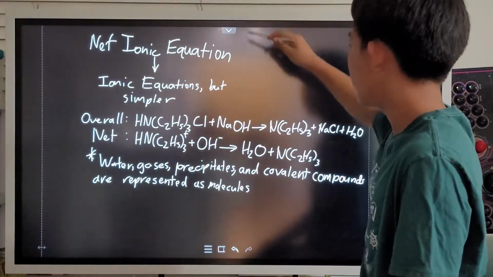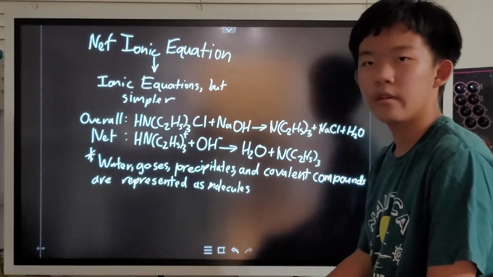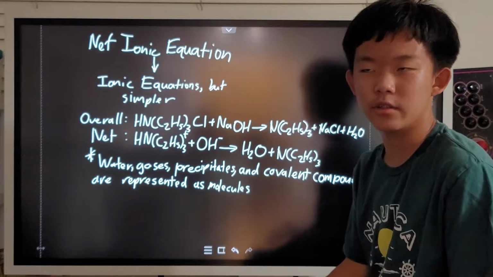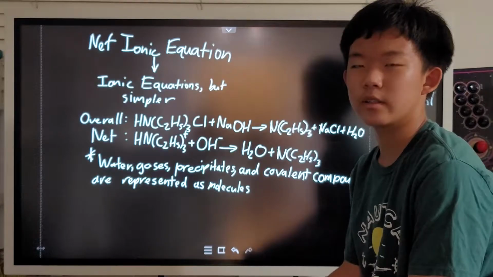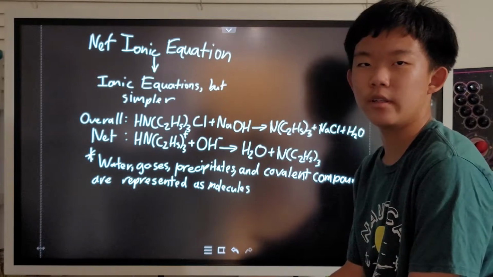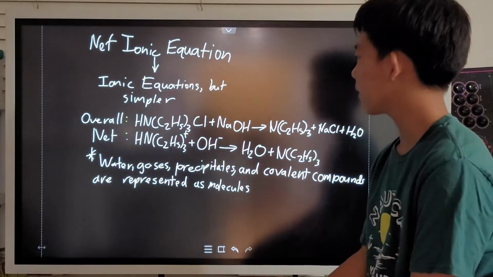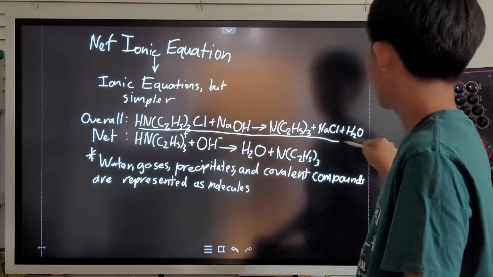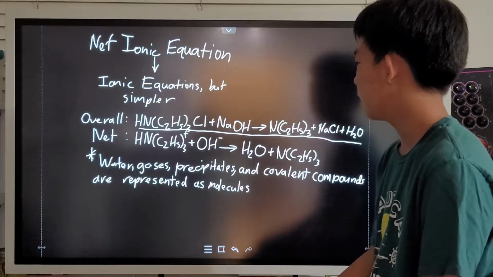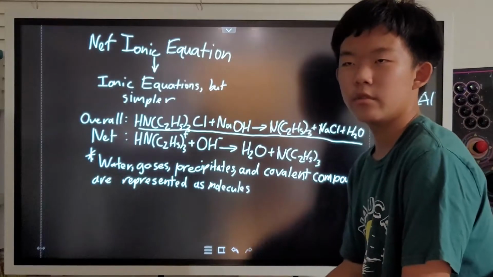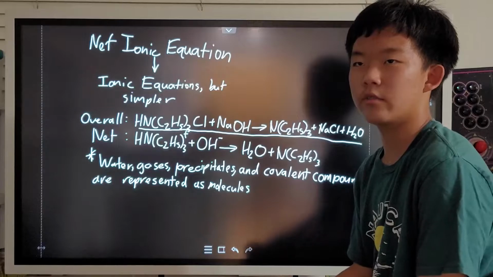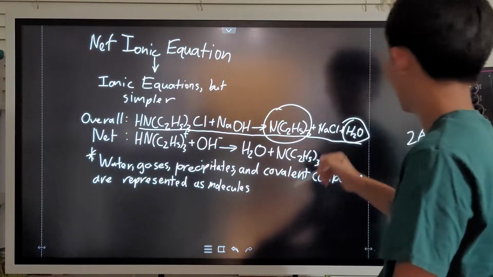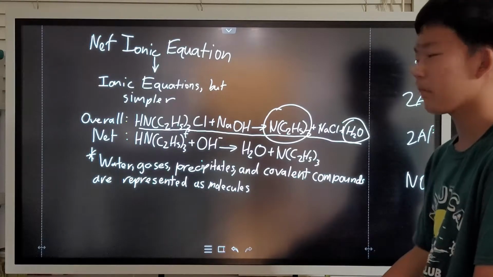Now let's start talking about net ionic equations. So the basic idea of a net ionic equation is just any old ionic equation, except we're going to simplify things so we get rid of anything that doesn't really react. For example, the overall reaction here is the reaction of triethylamine hydrochloride with sodium hydroxide, which forms water, sodium chloride, and triethylamine. The formation of a covalent compound in water will drive the reaction forward.